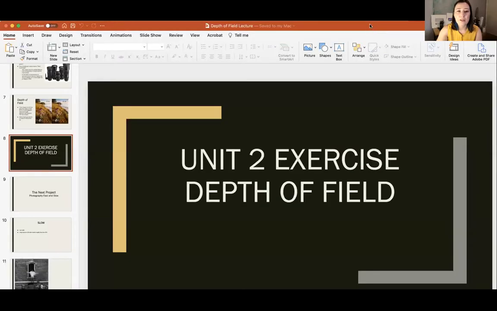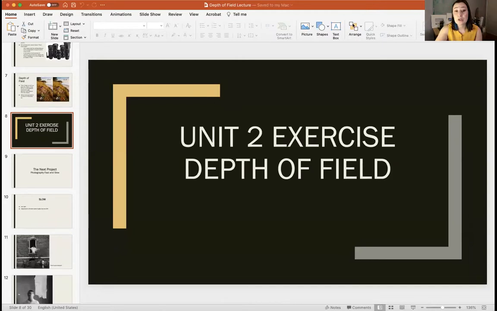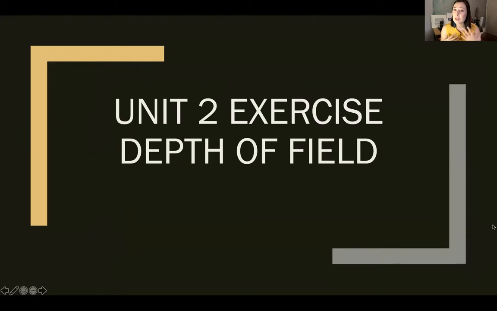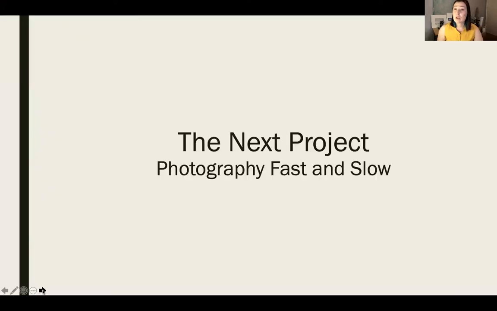So we ended up last time talking about the Unit 2 exercise depth of field. So if you've completed that, then you know how to manipulate your camera based on the same scene by creating either a very shallow depth of field or a very deep depth of field. All right, so now we're going to go ahead and talk about the next project, which is called Photography Fast and Slow. So this is going to be our next project, which means, again, this is a project that is worth significantly more points and will be graded based on that grading criteria rather than the pass-fail of the exercises.